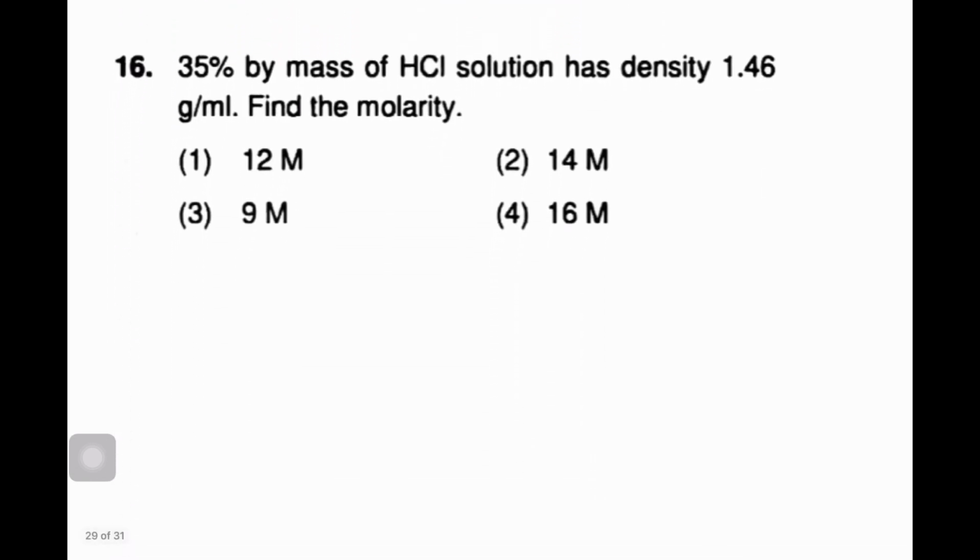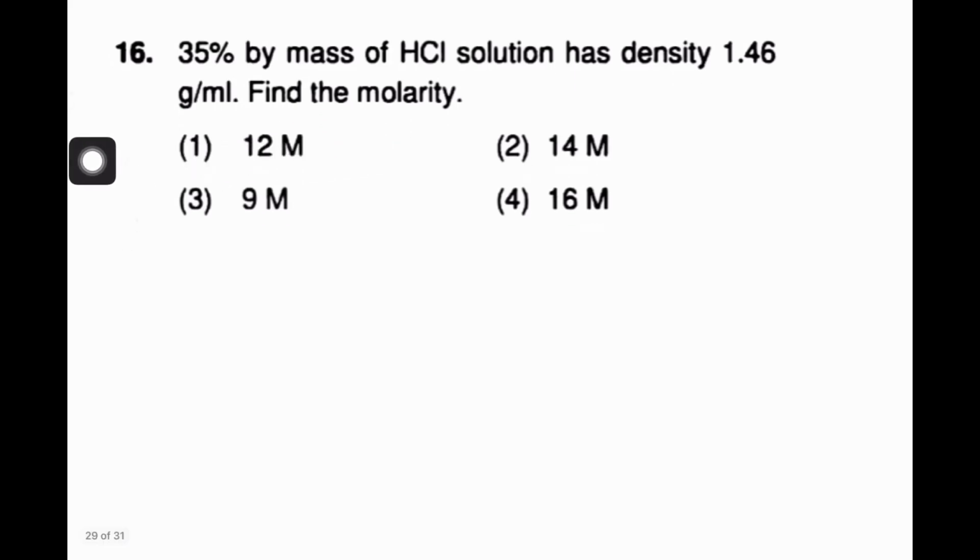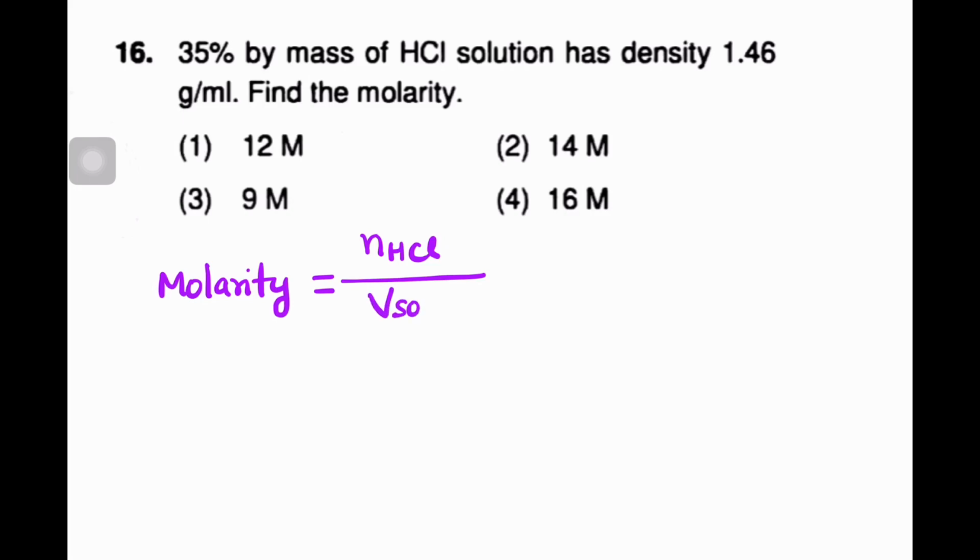Now let's move to the next one. A 35% by mass HCl solution has a density of this much; find the molarity. Basically, we'll just write the formula of molarity. We need to know the number of moles of HCl divided by the volume of solution in liters.